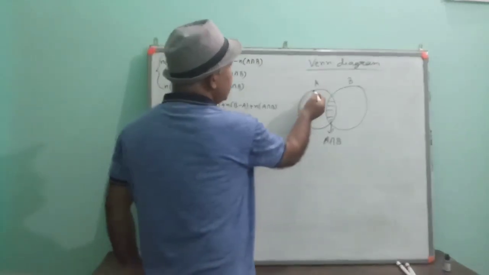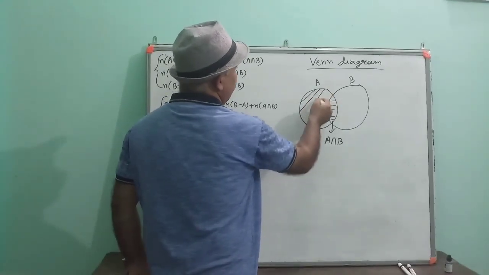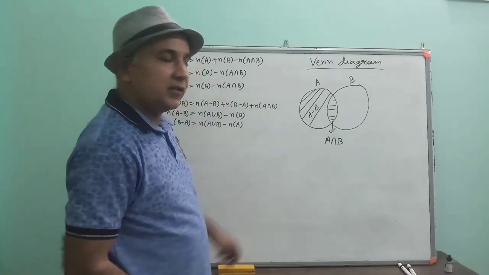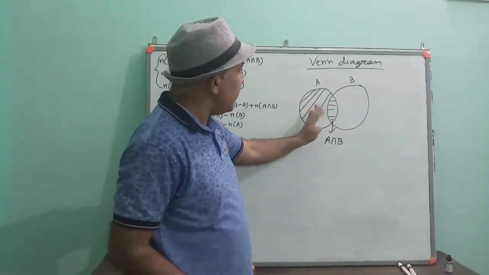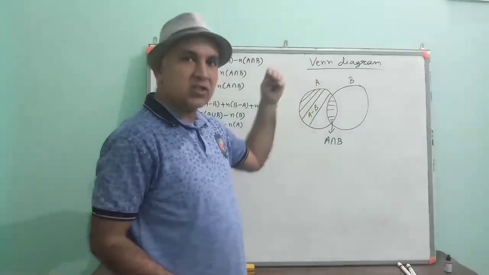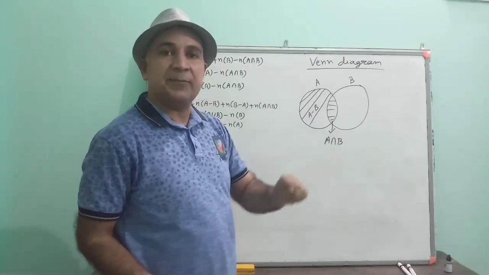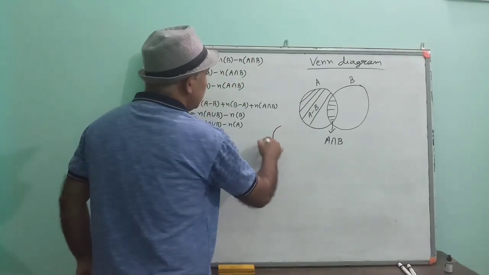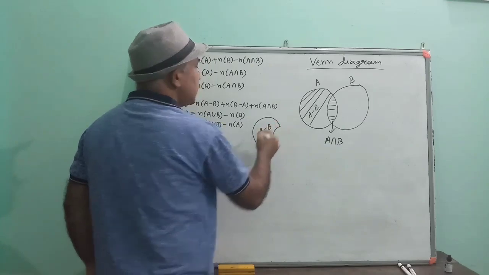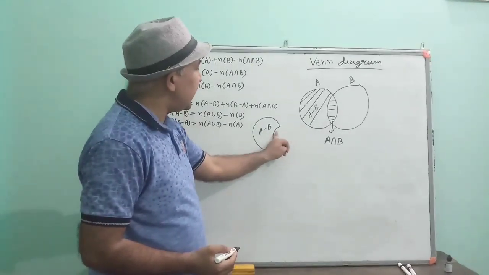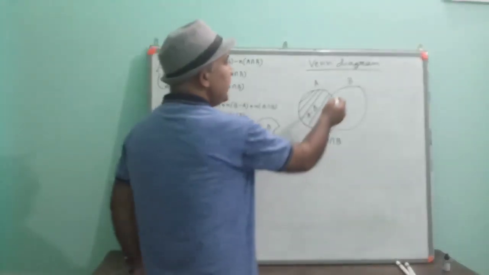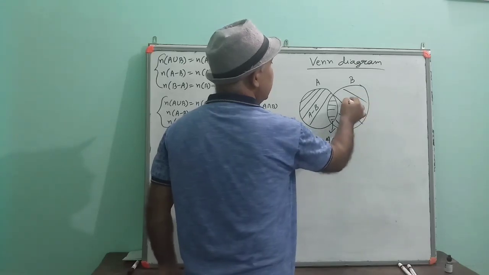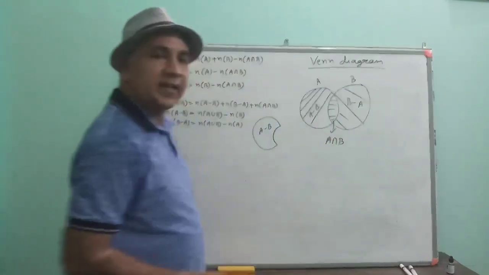Now this portion is called A minus B. You are watching from A, and we have removed those which are in B. That is the meaning: elements of A which are not in B. In the Venn diagram, if you draw this portion separately, you will find this type of structure. This is A minus B. From A, we have removed that part which is in B also. In the same way, this portion will be B minus A.